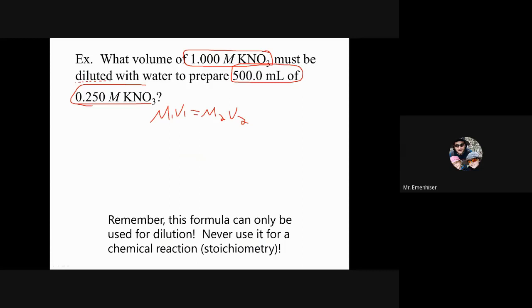All right, so it's not stoichiometry. It's a dilution problem, so it's different. M1 V1 equals M2 V2. M is the moles per liter, or the molarity, times the volume in liters. And so that's moles. They cancel out, right?